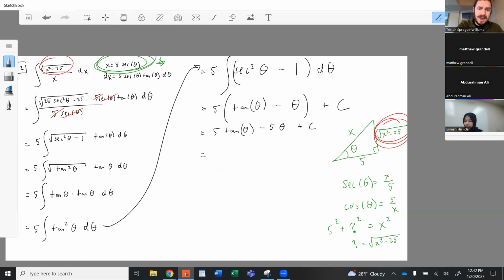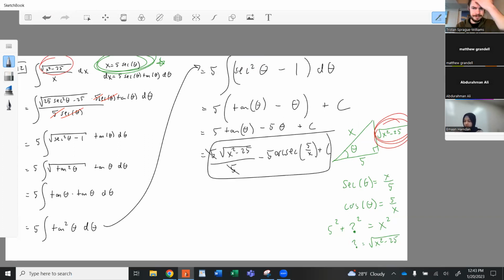So yes, what we have now is 5 times tangent of theta, which is 5 times opposite over adjacent here. So 5 root x squared minus 25, and then over 5. So I guess the 5s can cancel out. And then for 5 theta, you can't use this reference triangle thing for theta. You just got to go ahead and solve for theta. So we can just do 5 times arc secant of 5 over x here. And there we go. There's our answer.